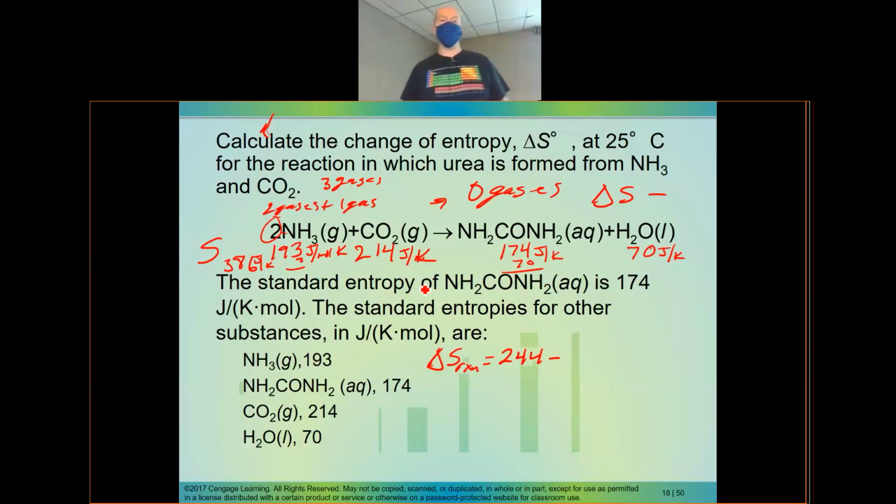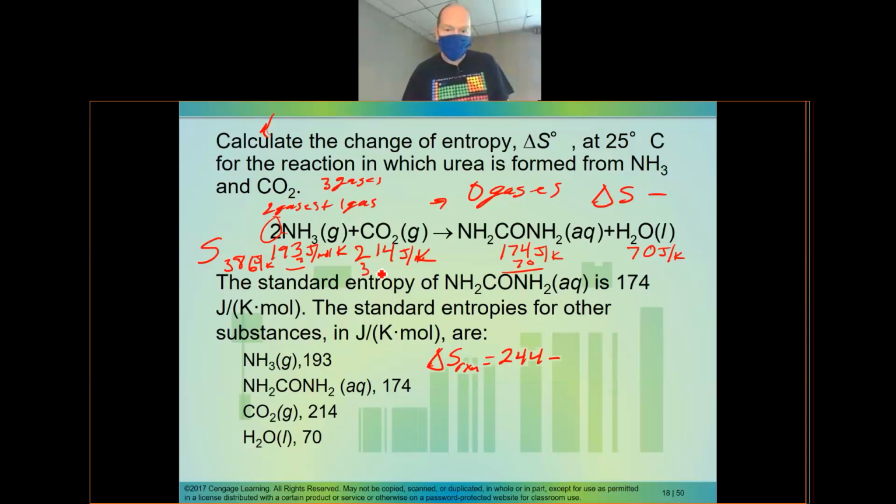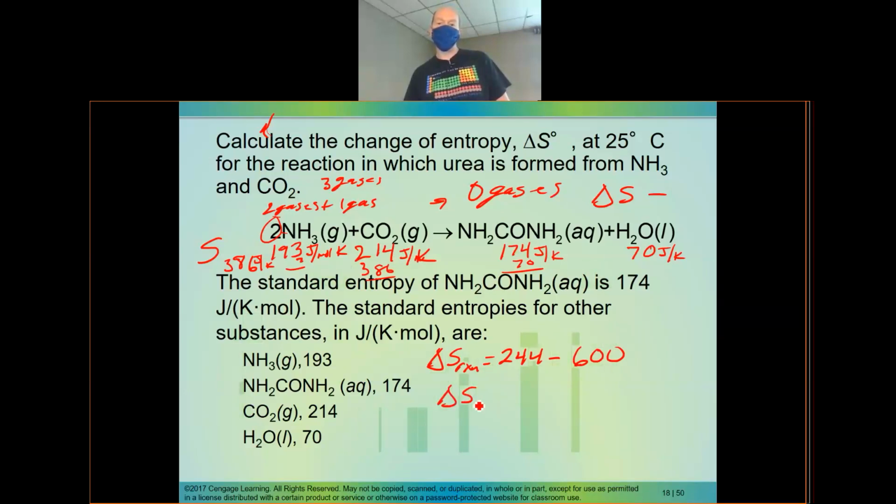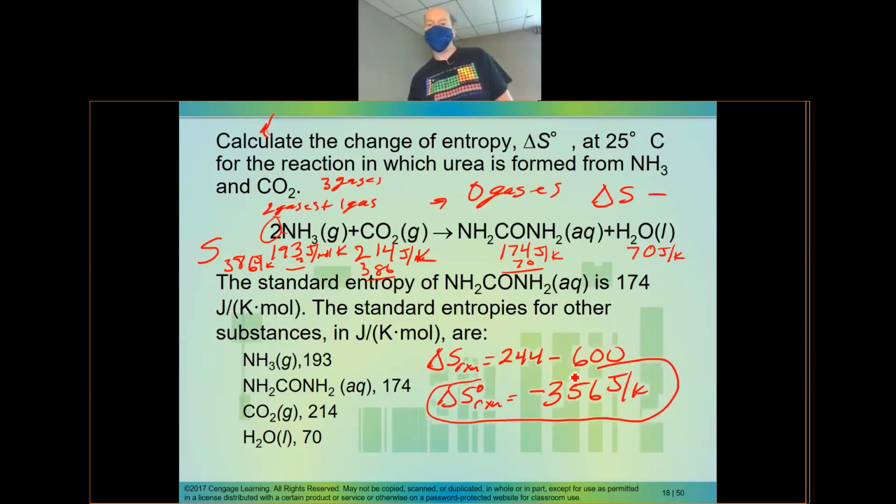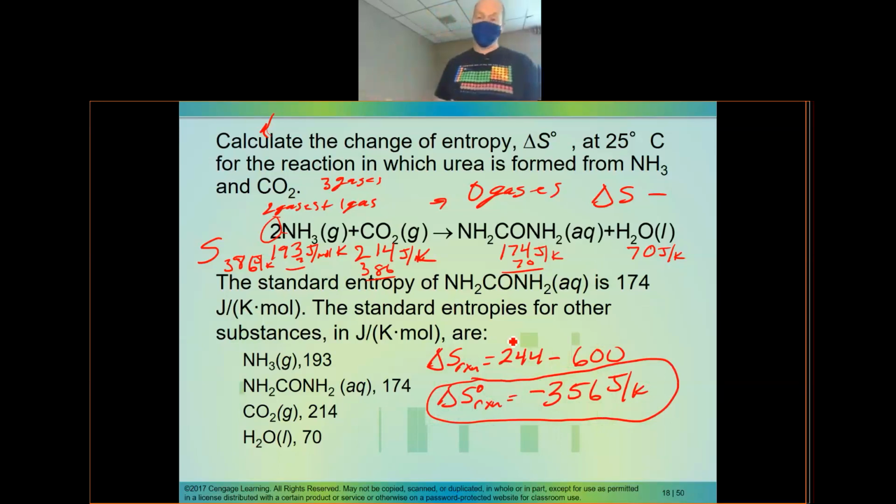So you have your 244 minus your reactants. You add up your 386 and your 214, and you get 600 joules per Kelvin. And so we do get a negative value. So our delta S for this reaction is negative 356 joules per Kelvin. We knew that we would get a negative value because we had 3 gases going to no gases. And just using the table, we can get our values and calculate the actual number. And it is negative 356 joules per Kelvin.